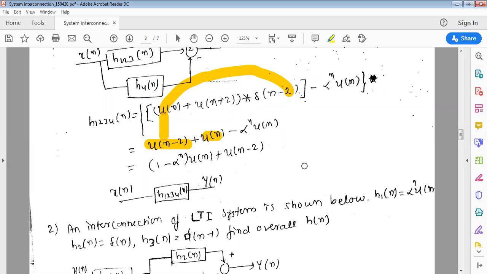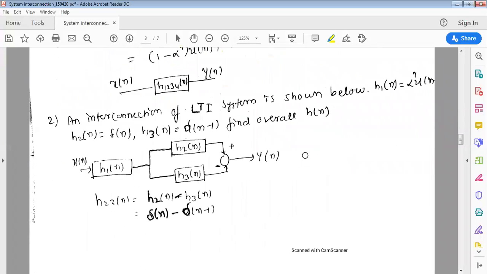Yeah, tell me, any doubt you have? No, sir. Okay, so this is a simple procedure of evaluation of convolutions. Let us get to the next problem.